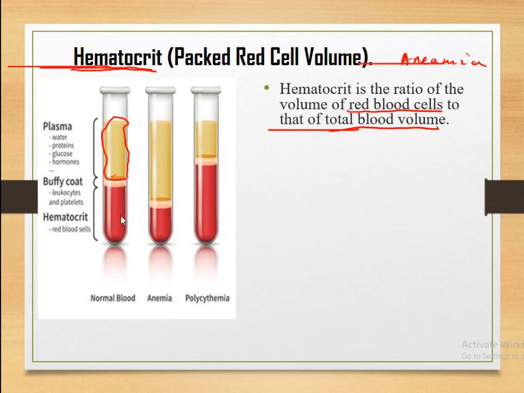Then there is this small portion which is made up of leukocytes and platelets. When you talk of platelets, they play a major role in blood clotting. Let's say you have a cut, maybe you are playing with a knife and then you accidentally cut yourself. These platelets will play a major role in blood clotting to avoid excess loss of blood.